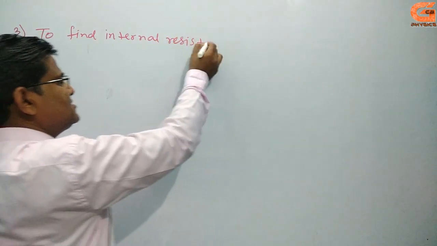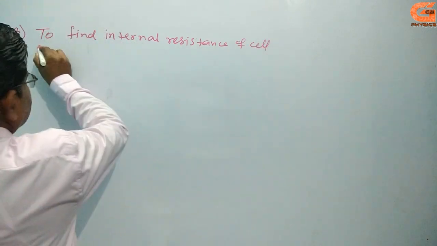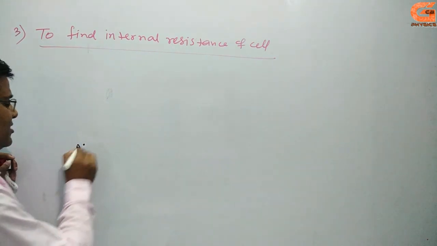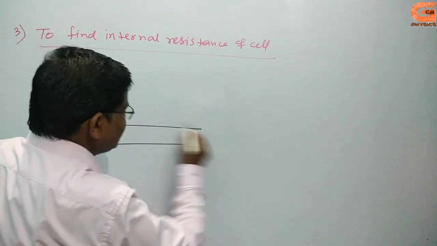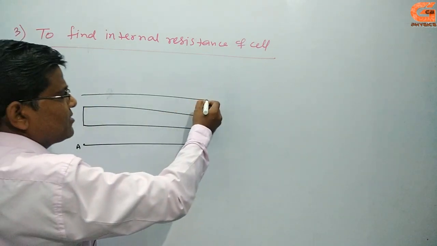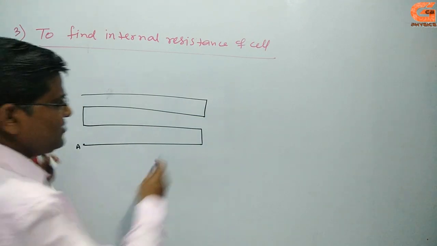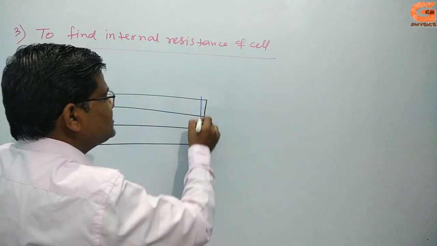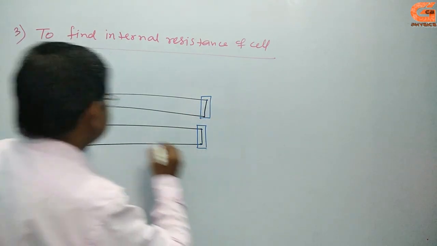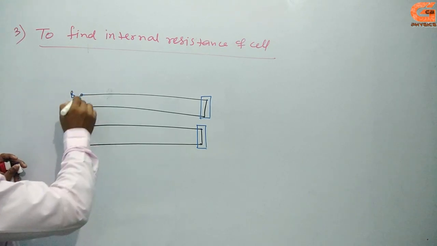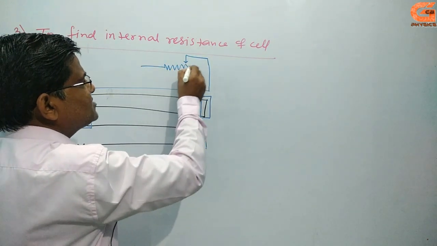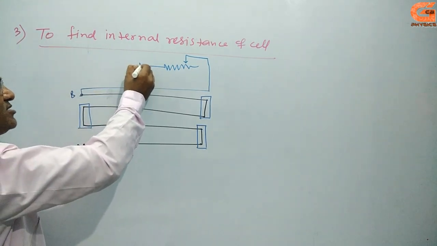In a similar way, a potentiometer has wires; suppose this is the first length, second, third and fourth, and it is connected like this. This is the copper strip for reducing resistance, because the thick strip has almost zero resistance. This is the point B, and here is the rheostat, meaning variable resistance. This is the negative point and this is the positive.